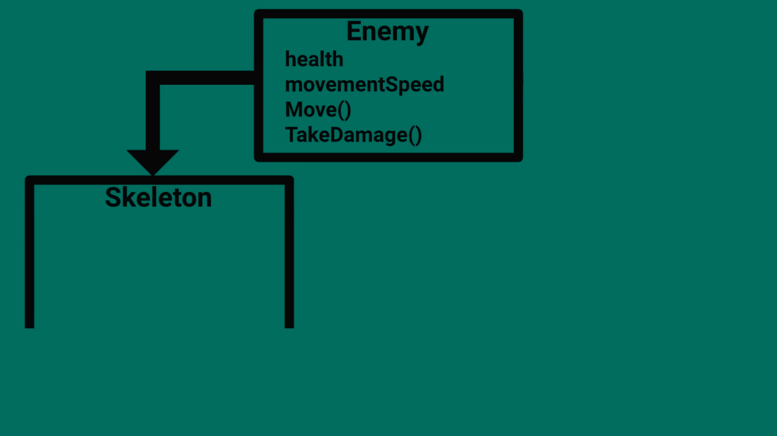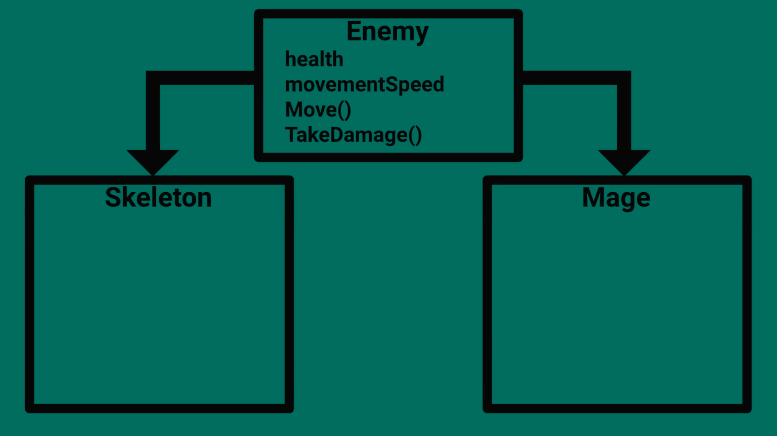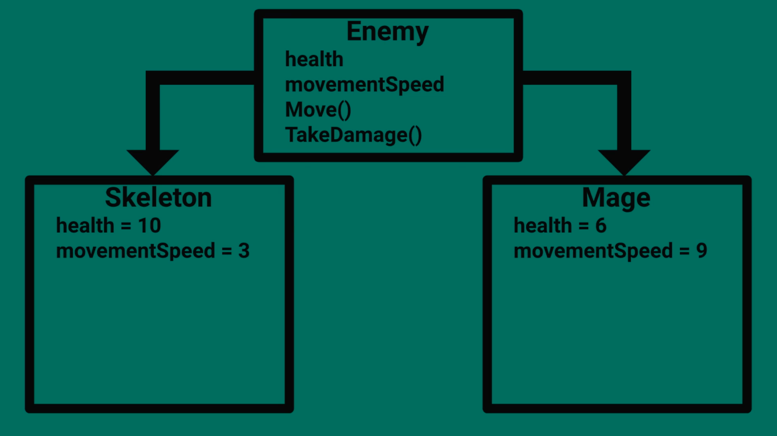Now we will make two new enemy classes that will inherit from this base enemy class. Let's say one is a skeleton and the other is a mage. In both the mage and the skeleton, we can now set the respective health and movement speeds without having to redeclare those variables, as they have already been declared in the base class. They will also both have the ability to move based on their movement speeds and take damage.